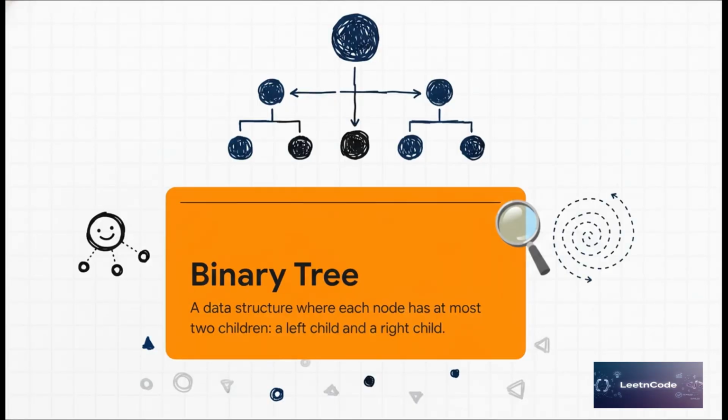So, what even is a binary tree? The easiest way to think about it is like a family tree, but with one really strict rule. Every parent, which we call a node, can have two kids max, a left child and a right child. And the whole thing starts from one single ancestor at the top, the root.